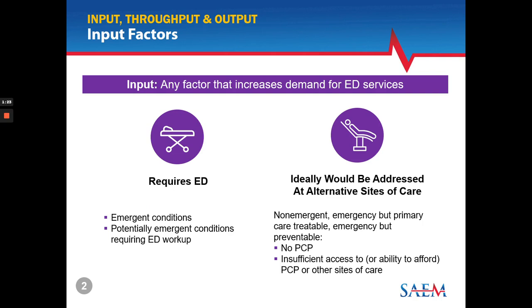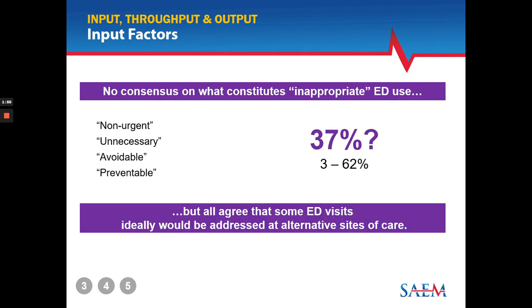Then, of course, there's a large category of visits that ideally would be addressed at alternate sites of care. These are visits for conditions that could be addressed at primary care, urgent care, or retail clinics. This also includes visits for conditions that could have been prevented entirely with appropriate primary care. Patients present to the ED with these conditions because they don't have access or what they perceive to be appropriately timely access to primary care or these other sites of care.